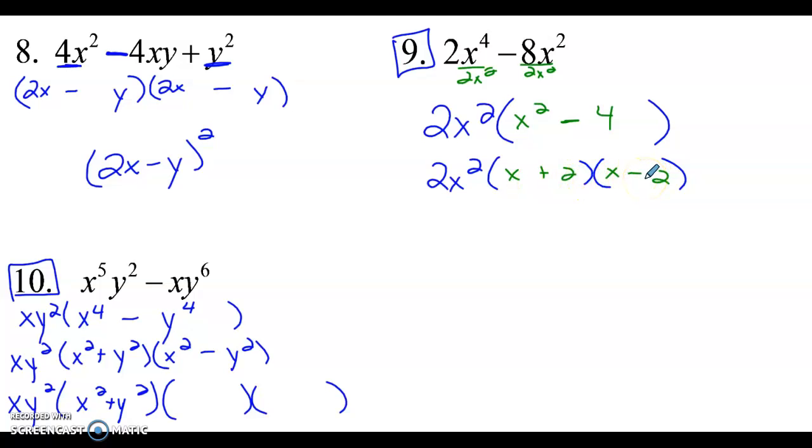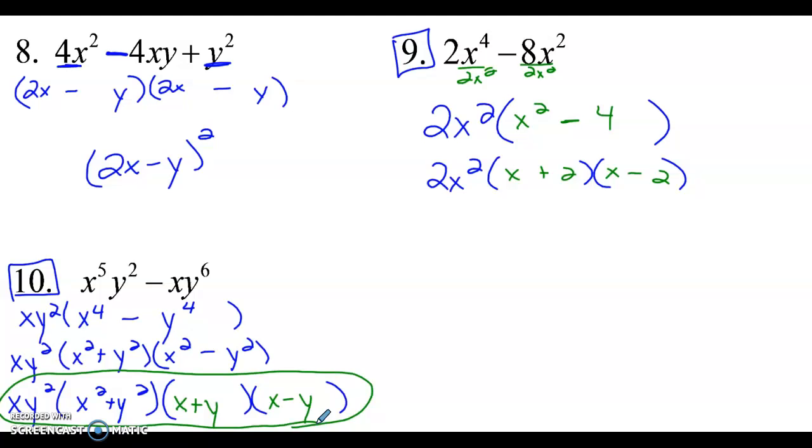Okay, number 10. We can take out the xy squared out of each of them. We're left with x to the 4th minus y to the 4th. From there, we have difference of squares again. So x squared plus y squared, x squared minus y squared. And then we have difference of squares again. So we can leave this beginning part because we don't have sum of squares, it's difference of squares. So then we can break apart x squared minus y squared to be x plus y, x minus y. So that would be the complete factorization.